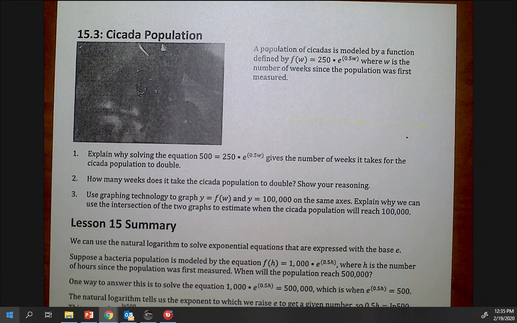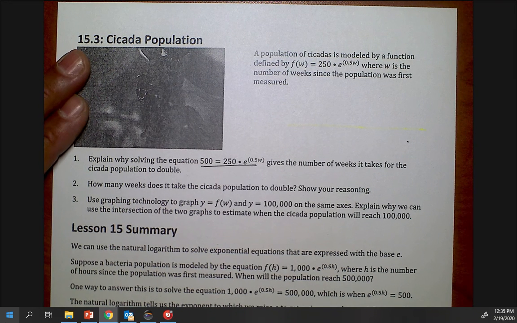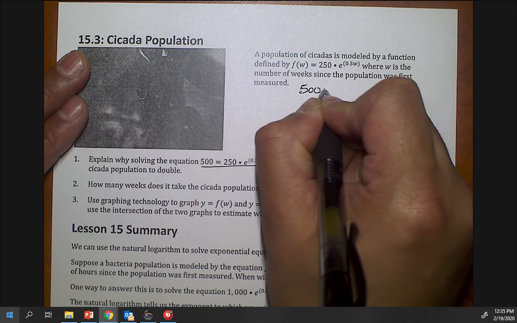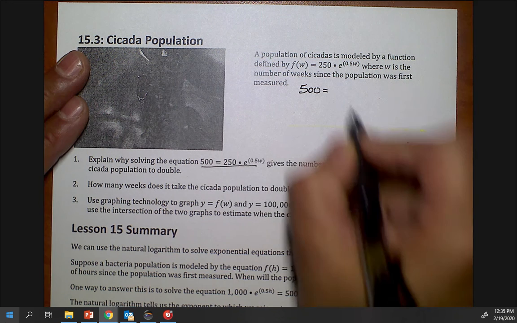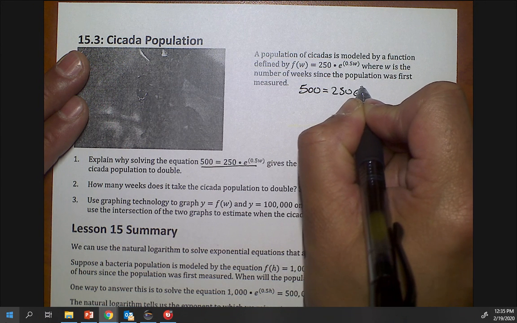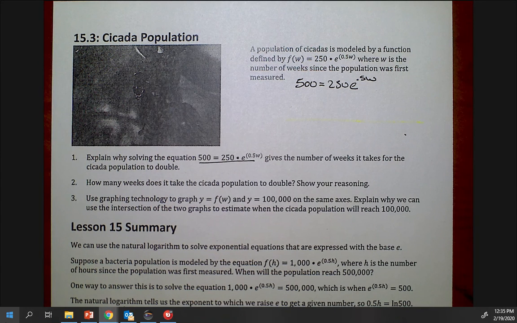So let's take a look at what we're doing here. My population is going to be how much? 500. So I'm going to set up my problem: 500 equals 250 e to the 0.5 w. This is probably the main topic of all these questions we're doing today. So what am I going to do? I'm going to try and solve for w.